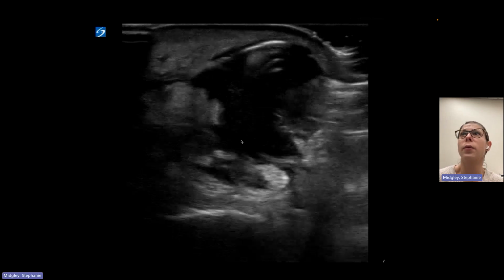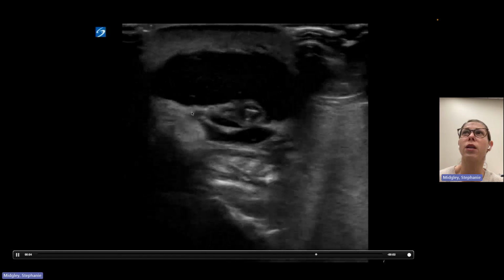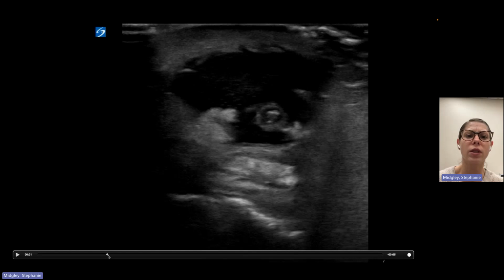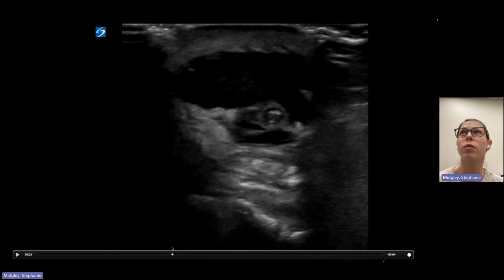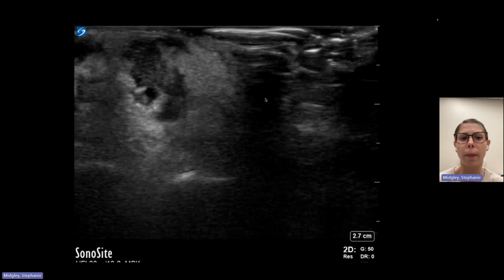So another example, and you can see there's a little glimpse right here, bright white, and it almost looks like A lines. So if we pause that for a second. This is an abscess. You can see that fluid collection. There's this posterior acoustic enhancement. And then as we come through, you can see right there, we have something bright white, and you have this reverberation artifact, right? So it almost looks like A lines from the lung. So again, air in an abscess.